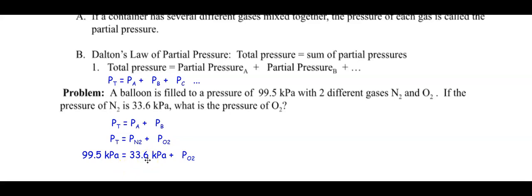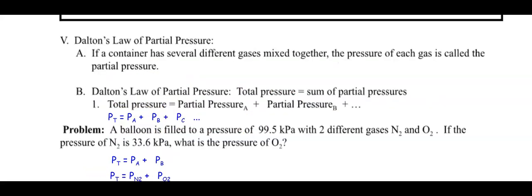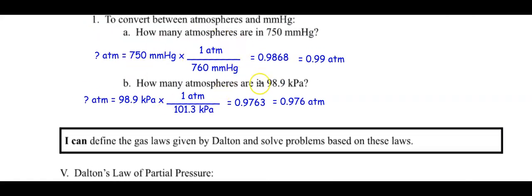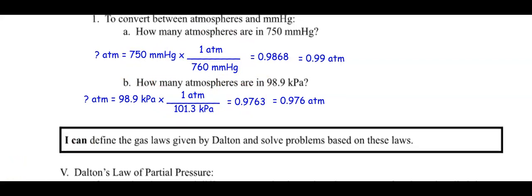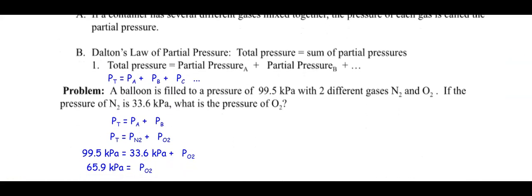Well, what am I going to do? I'm going to subtract 33.6 from both sides, and I get 65.9 kilopascals. Yes, folks, it is that easy. Now, I just want to caution you real quick. What if this were in kilopascals and what if this were in, let's say, millimeters of mercury? What would you have to do? I bet you'd have to convert, like what we did up here. So just be aware, you might have some questions like that on your homework.